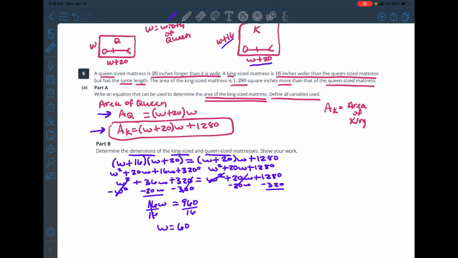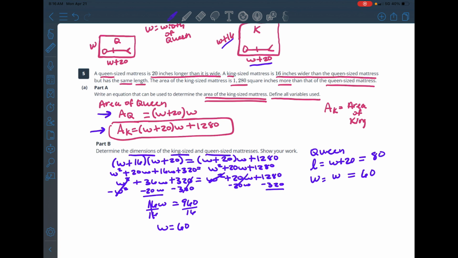So queen, if I spell it correctly, we have the length and we have the width, right? So our length was W plus 20. Our width was W. So our width is going to be 60. Our length is going to be 60 plus 20, which is 80.